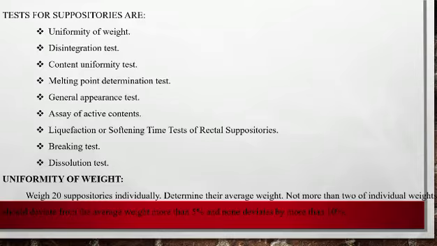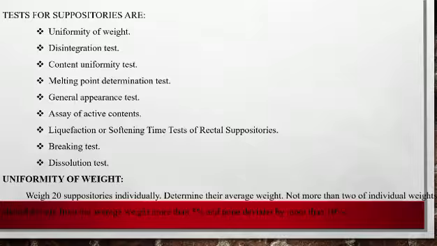And the next is liquefaction or softening time test for rectal suppositories. We know that rectal suppositories should soften or liquefy at a certain body temperature. So we have to use certain apparatus to check the softening time or liquefaction time of the rectal suppositories, which is very important for their evaluation.